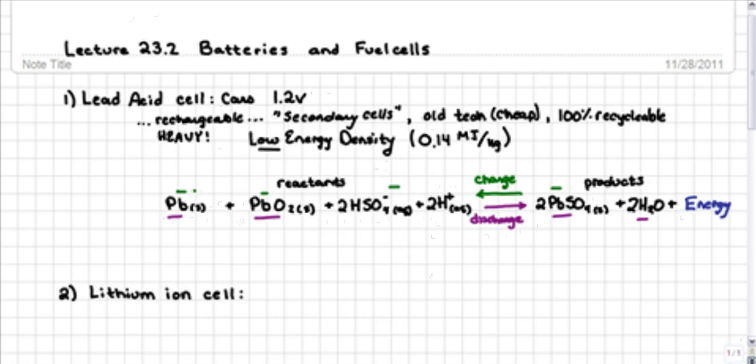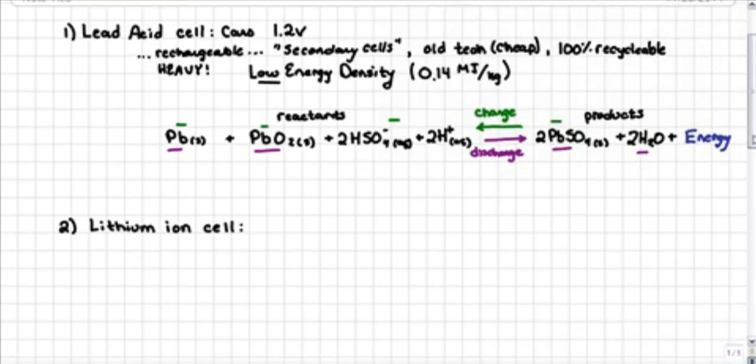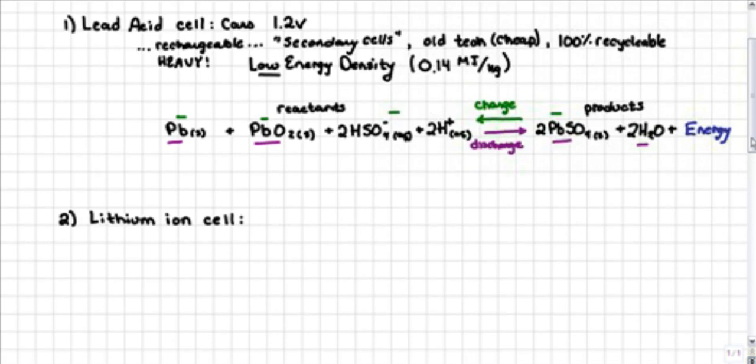That's the short version of how a lead-acid cell operates and the chemistry that's involved. Now, lead-acid cells, as I've mentioned, are really very heavy, and the last thing you'd want to be doing is carrying around a lead-acid cell for your cell phone or for your laptop computer. It simply weighs too much. Enter a new type of cell.